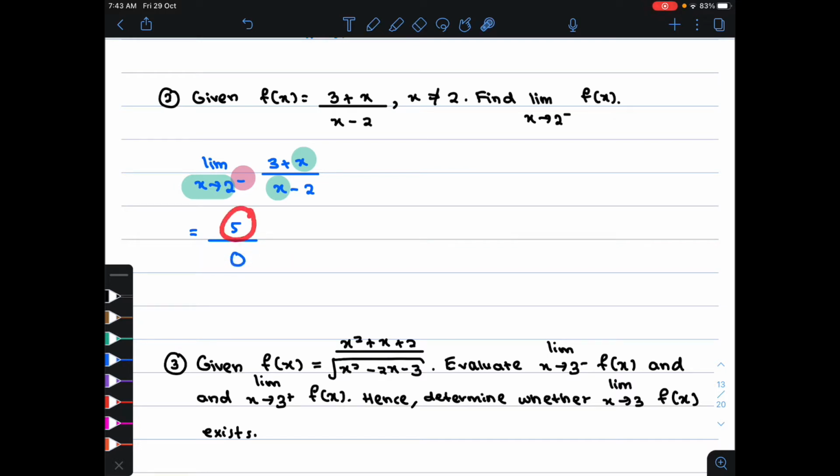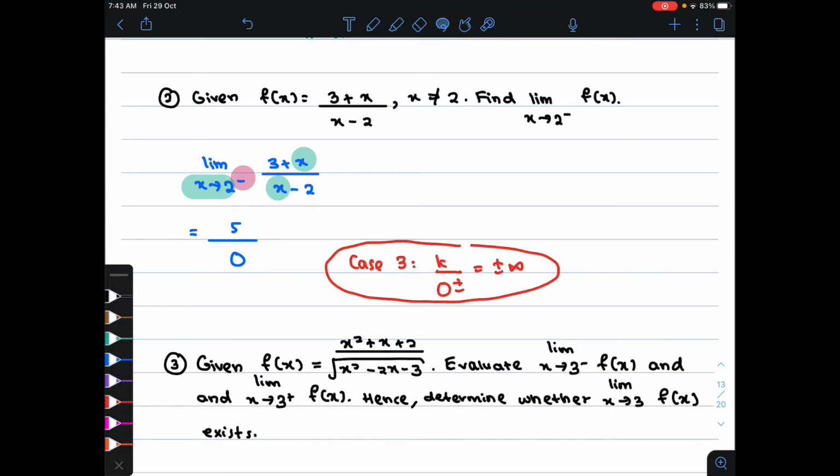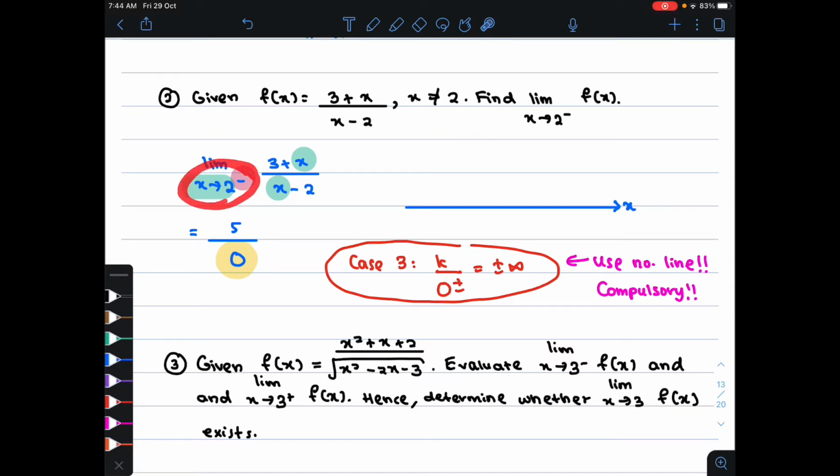So as you can see, 5 is a constant k, and here we have denominator 0. Therefore, this is case 3, constant k divided by 0 plus or minus. So you need to determine whether this is 0 plus or 0 minus. And to do that, we need to use the number line. Imagine that you have the x-axis. So we need x approaching 2 from the left hand side. So what you're going to do is pick any value that is very close to 2 on the left hand side of 2.